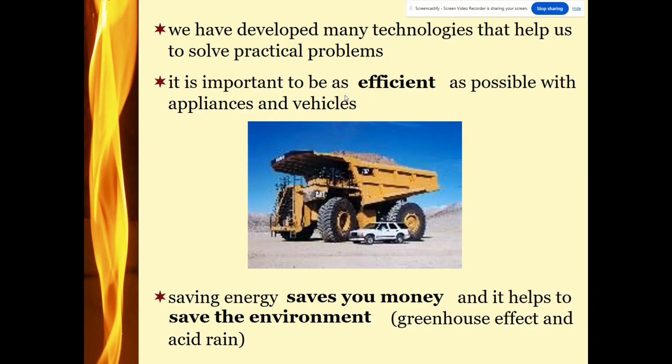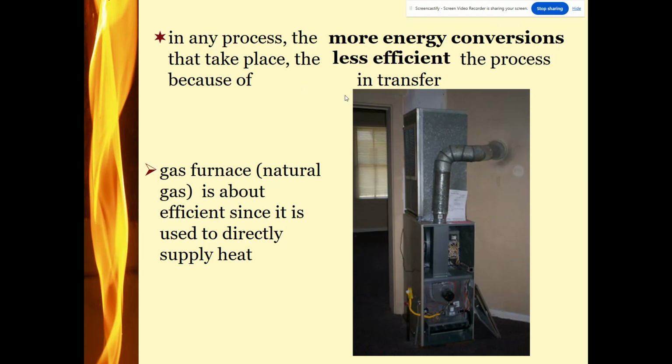Primarily speaking, with the combustion of fossil fuels, we produce carbon dioxide and water vapor, which are greenhouse gases that contribute to the greenhouse effect, the warming of the planet by those gases, and acid rain. The carbon dioxide contributes to acid rain. The more conversions you have, the less efficient it is going to be.